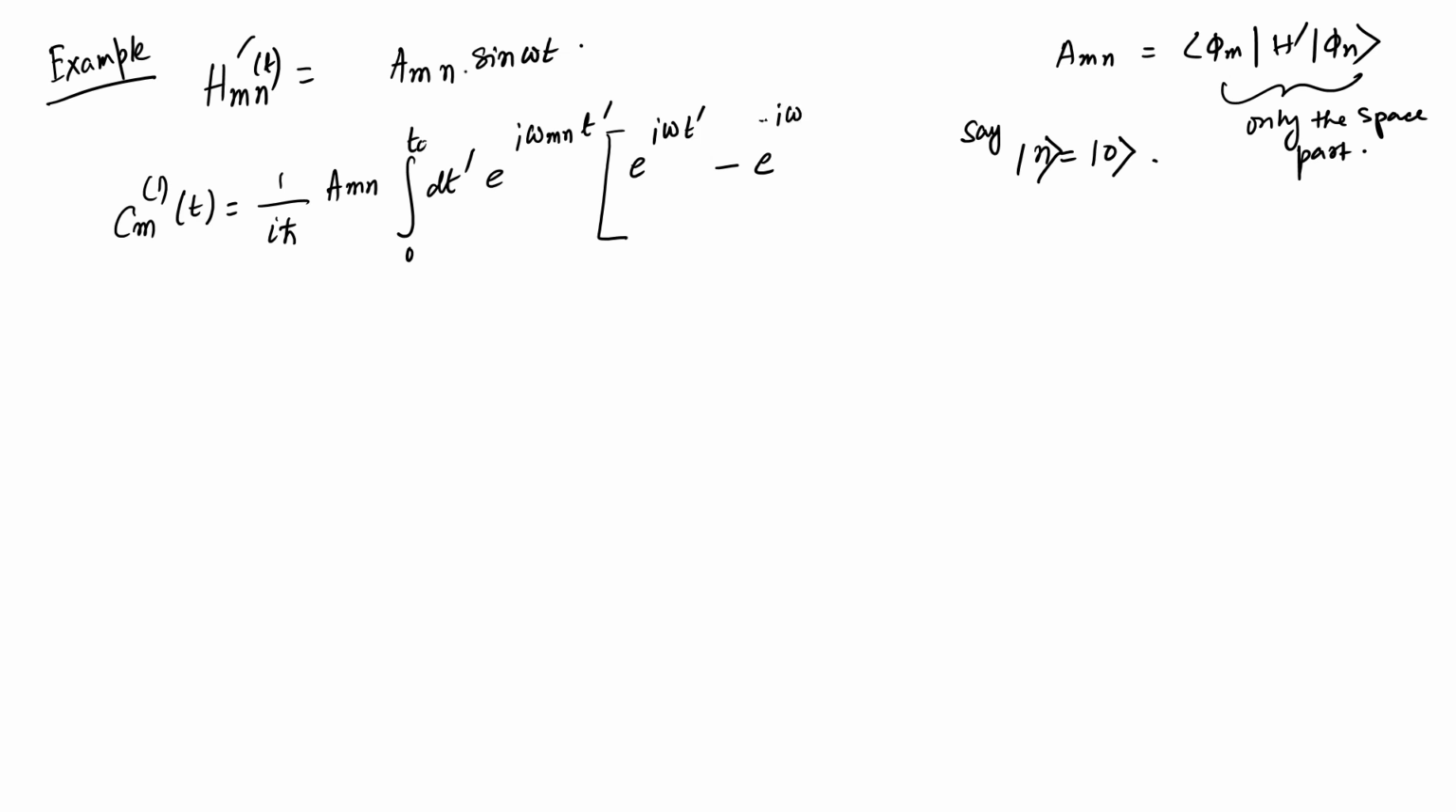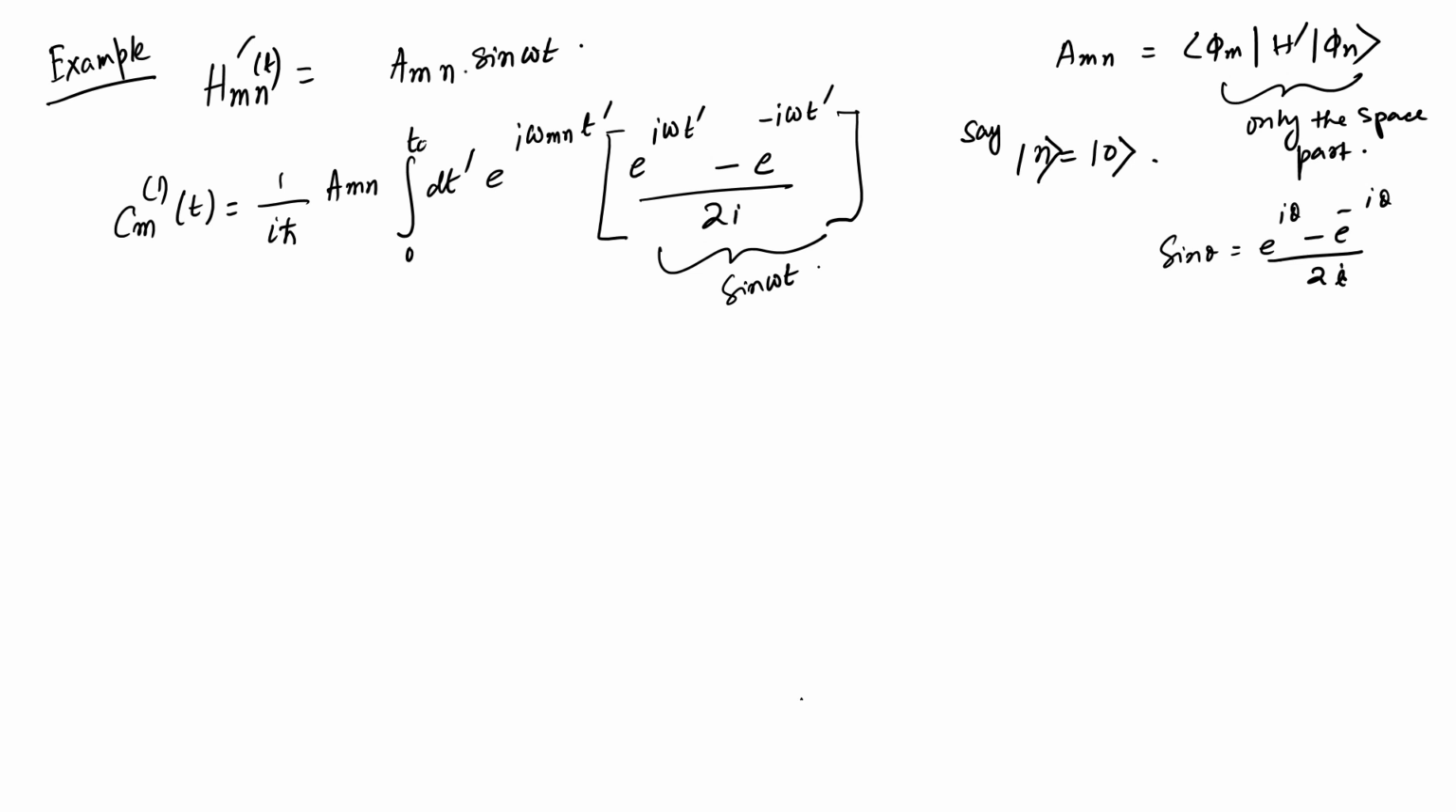So, it is exponential i omega t prime minus exponential minus i omega t prime, divided by 2i, and that is basically the sin omega t part, where we have used sin theta is equal to exponential i theta minus exponential minus i theta divided by 2i. Okay, 2i, sorry. Because your exponential i theta is cos theta plus i sin theta.